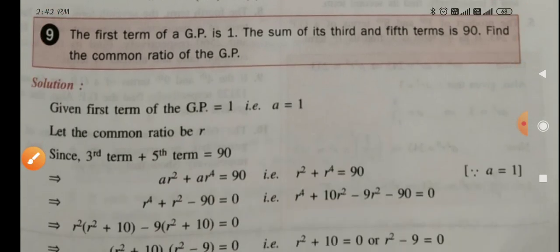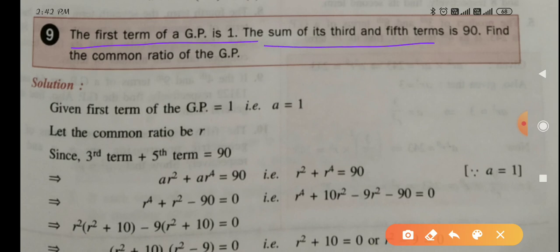Next, ninth example. The first term of a GP is 1. The sum of its third and fifth term is 90. Find the common ratio of the GP. This time common ratio means r you have to find. What is given in the question? Value of a is given, the first term. Third term plus fifth term is given. Third term plus fifth term is 90.